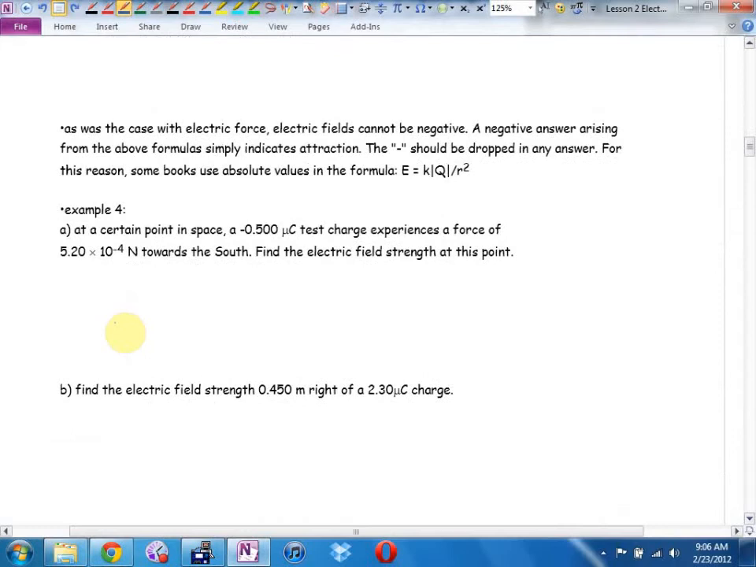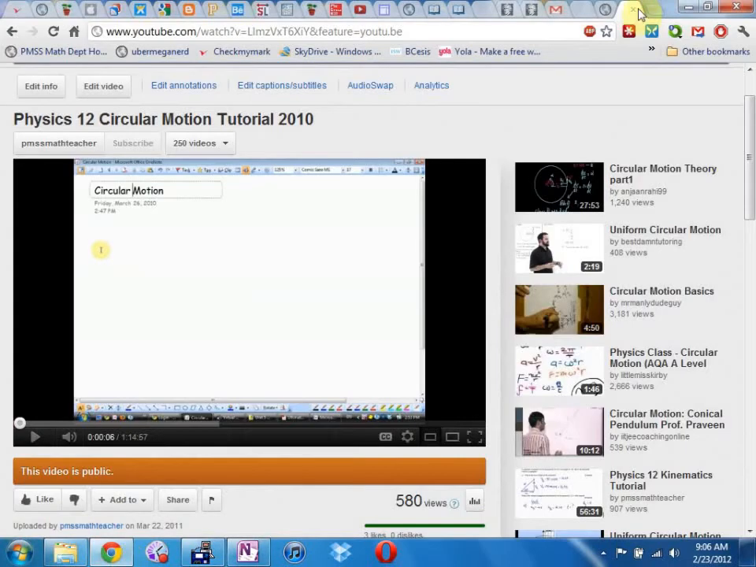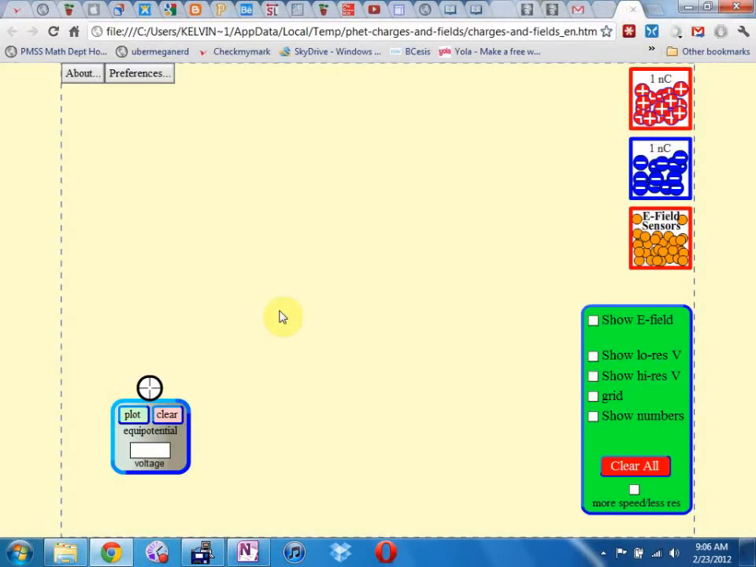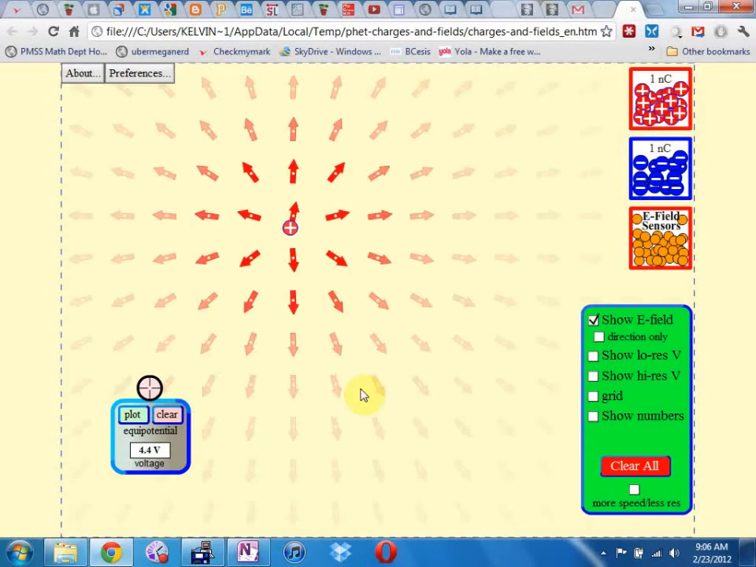Turn the page. Let's see if we can help you visualize this a little bit. Okay. I'm going to put a charge, a positive charge, right there. And I'm going to turn on the electric field. The electric field is going in all directions. And you can see it gets weaker and weaker and weaker as you get further and further away. It gets lighter and lighter and lighter.